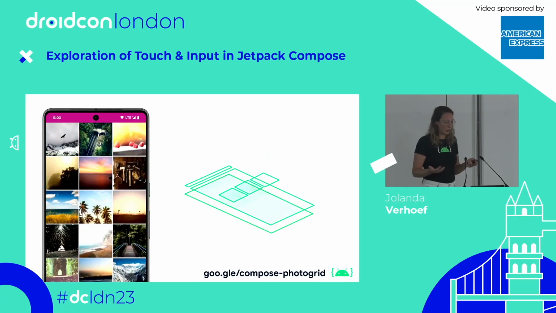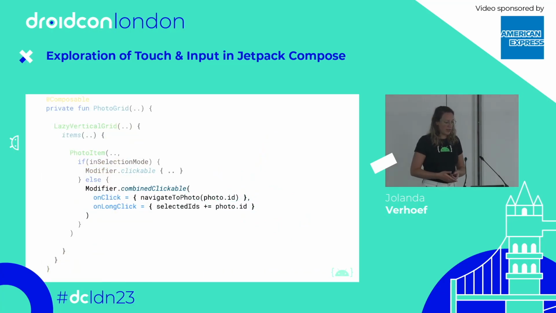So in our case, the long press recognizer we added to the photo item composable captures and consumes all the events. So our photo grid will never get any of those events, and its long press and drag recognizer will not work. Now looking at the code, the on long click in our combined clickable is the culprit. It blocks the long press and drag of the grid.